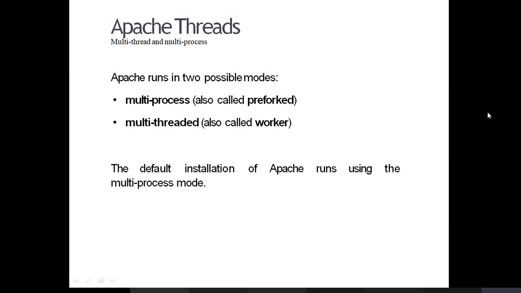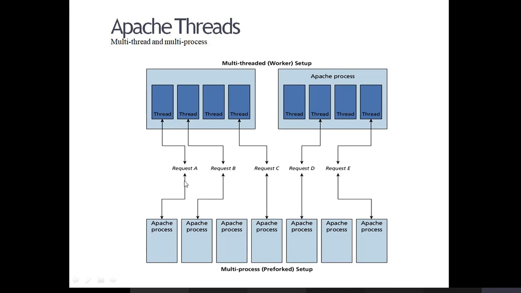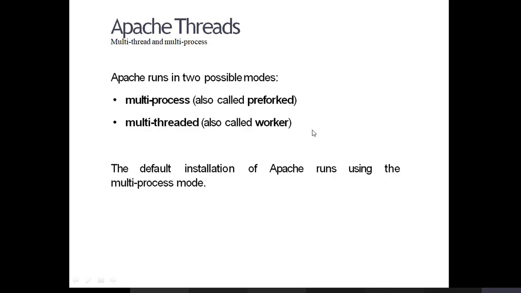We'll just go in brief about these two methods, how Apache is going to handle the request. One is using multi-process, which is also called pre-forked. Another one is called multi-threaded, also called worker. The default installation of Apache runs using multi-process mode. By default it will have multi-process.